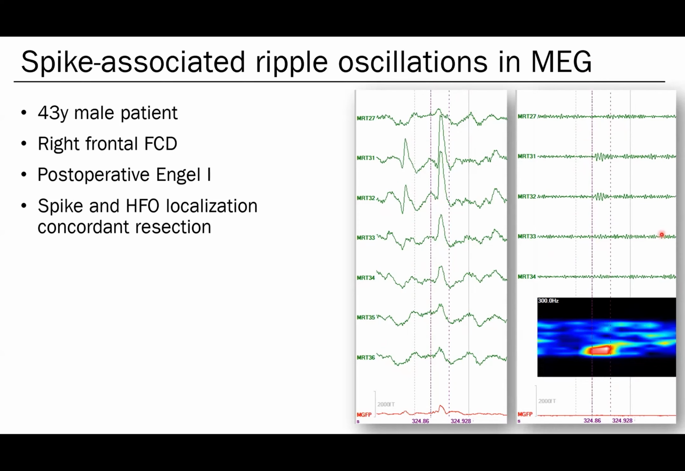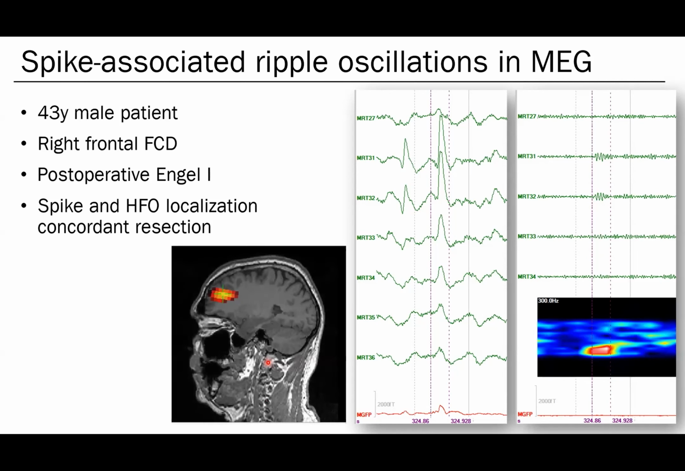We found that regularly in this patient and used both the HFOs and spikes for localization, which then yielded concordant results, which were also concordant with the resection. These are the results, and the focal cortical dysplasia is in this area.